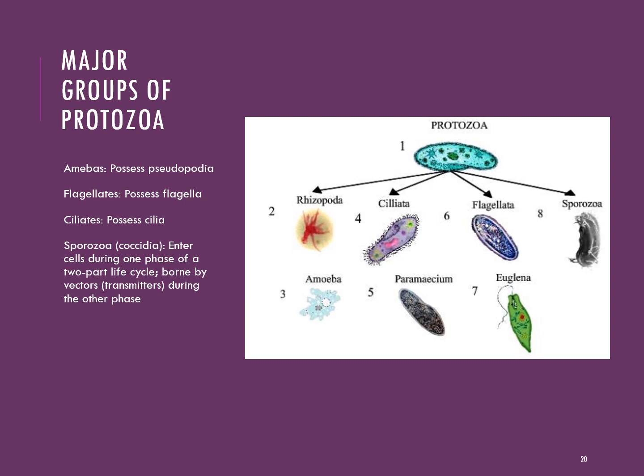Now, sporozoa, they do something interesting. They enter the cells during the first phase of a two-part life cycle. So the first phase is to enter a cell, and then the second phase is that they are borne by vectors. So vectors could be classified as any type of organism that transfers another organism, like a fly or a mosquito or a tick, for example. So two different ways that sporozoa can get transmitted. Either they enter a cell or they are transferred by a vector to the host.